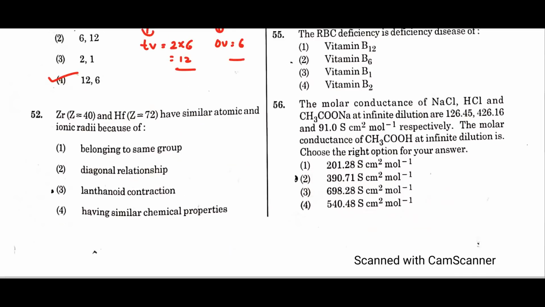Zirconium and hafnium have similar atomic radii because both exhibit lanthanide contraction. Option 3 is your correct answer.